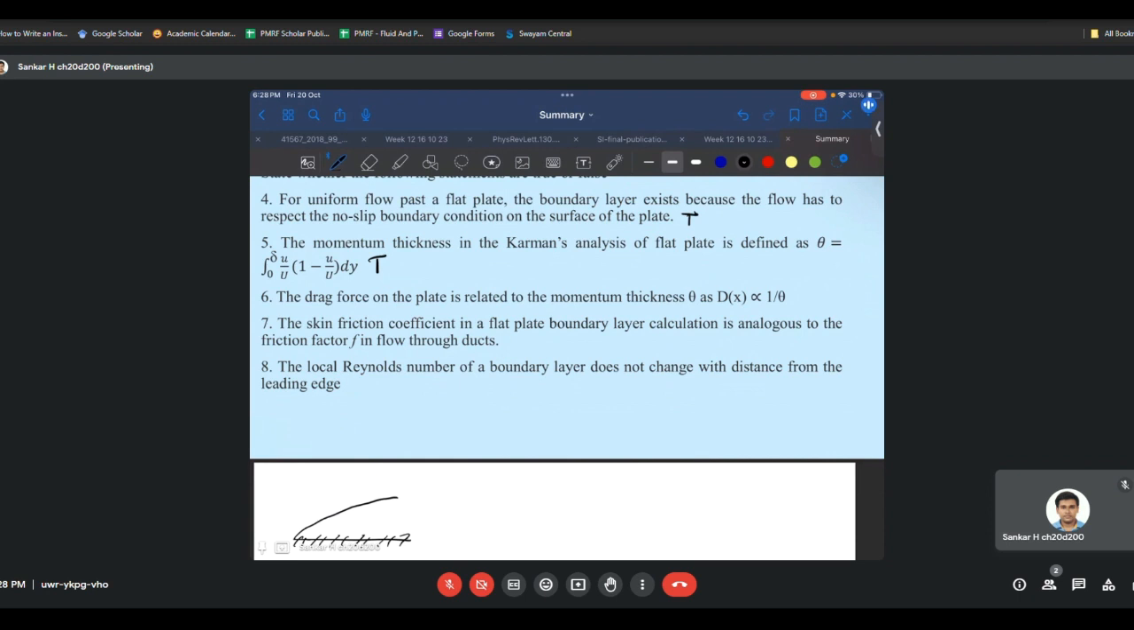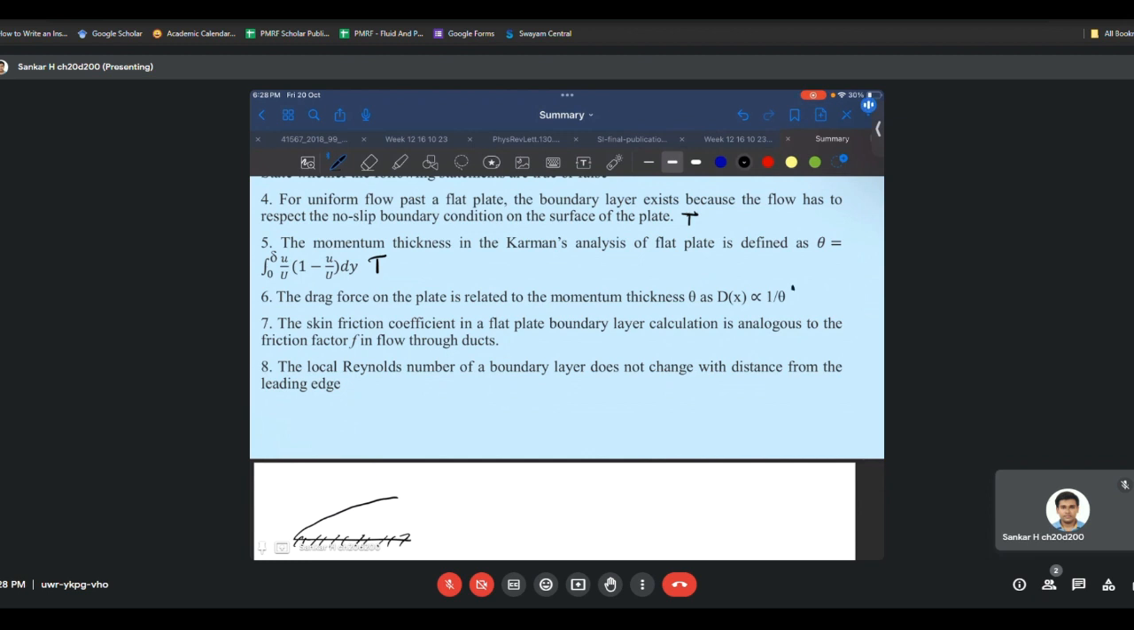Okay, now let's look at question number 6. The drag force on the plate, D of x, is related to the momentum thickness theta as D of x is proportional to 1 by theta. D of x is inversely related to theta. Now, is that statement true or false?